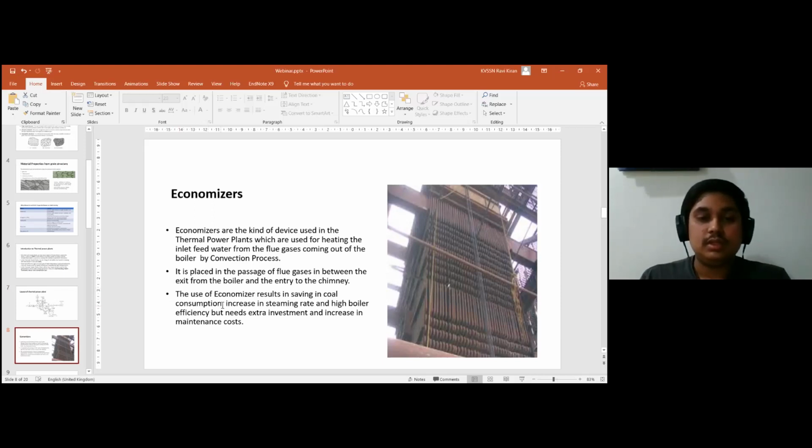So before going out into the environment through chimneys, these flue gases are utilized. These heated flue gases are utilized to preheat the water in order to increase the efficiency of the boiler by reducing the amount of fuel that is being consumed to heat the boiler water.